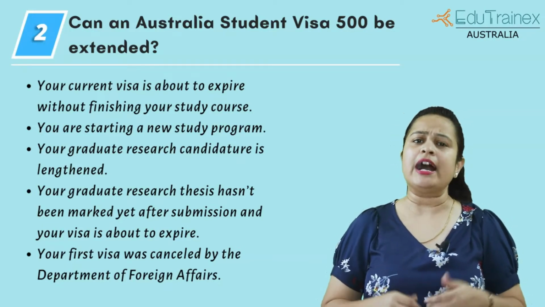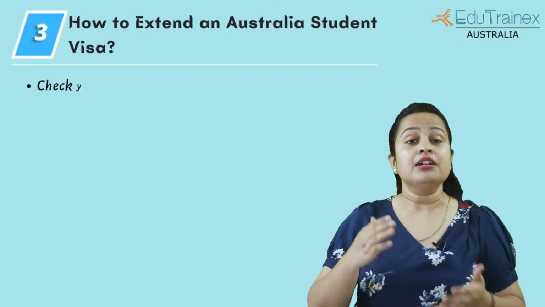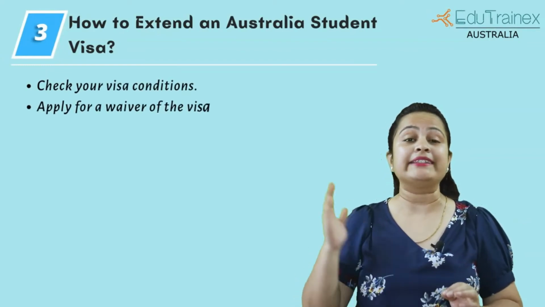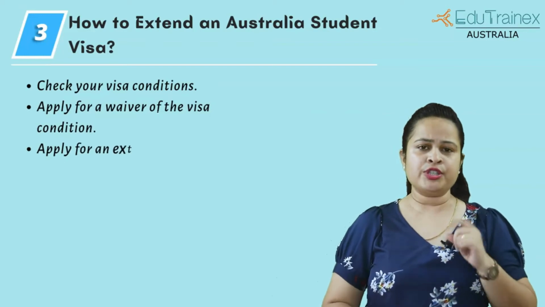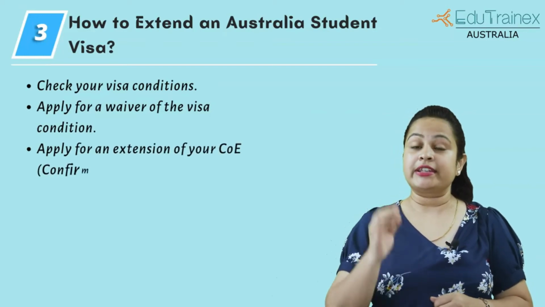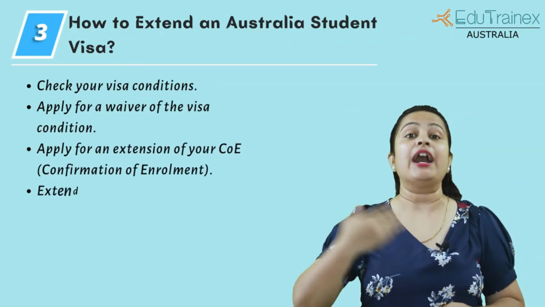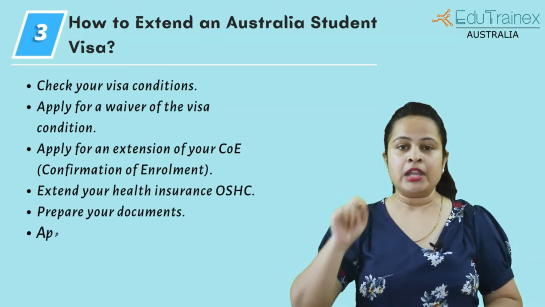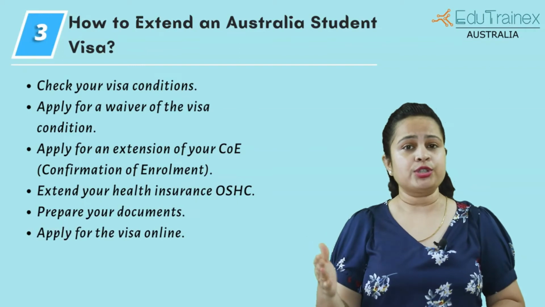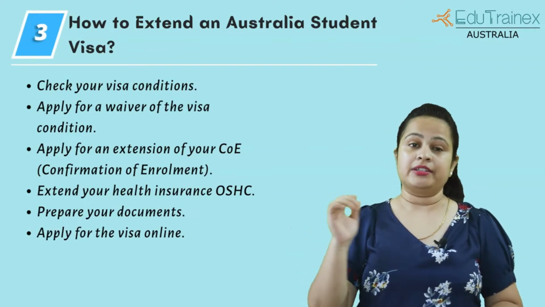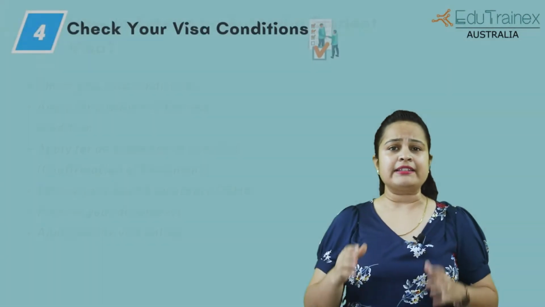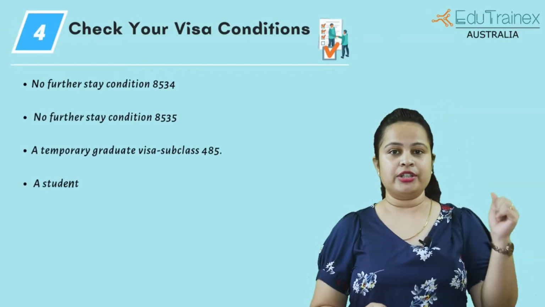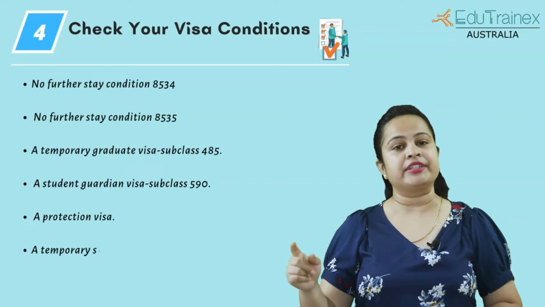Now the question is how to extend the student visa. So for a student visa extension, be sure to keep in mind these steps. First of all, check your visa conditions. It is not possible to apply for another visa if you have no further stay conditions on your visa. So unless you waive the condition, you cannot move further with it. For student visas, there are two types of no further stay conditions: no further stay condition 8534 and 8535.